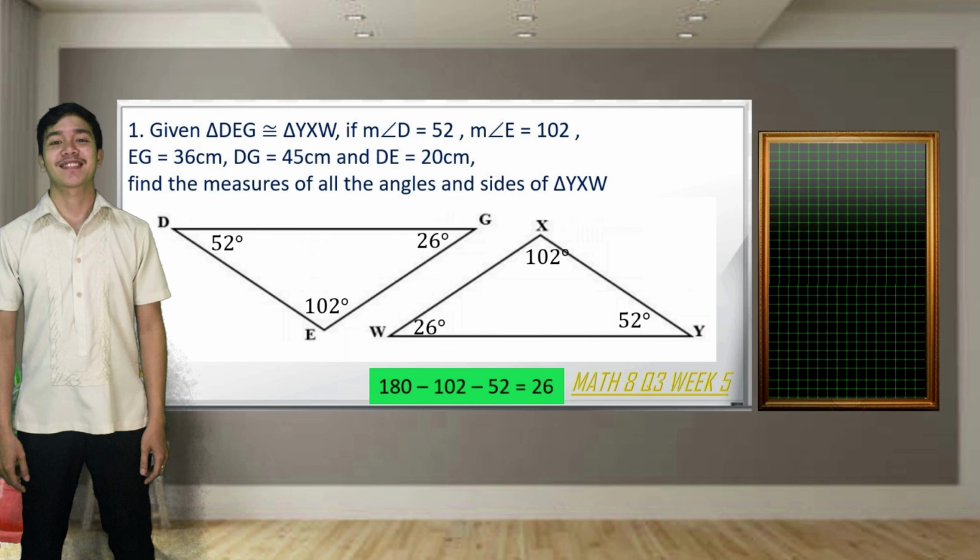For side EG, EG is equal to 36. Then, side WX is equal to 36. Side DG is equal to 45. Then, YW is equal to 45. DE is equal to 20. Then, side XY is equal to 20. Did you get all correct answers?